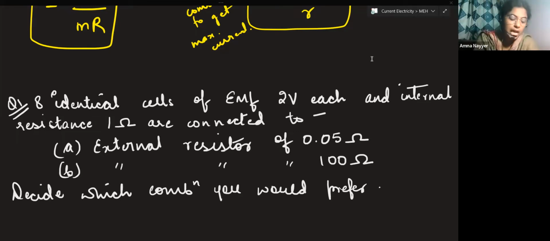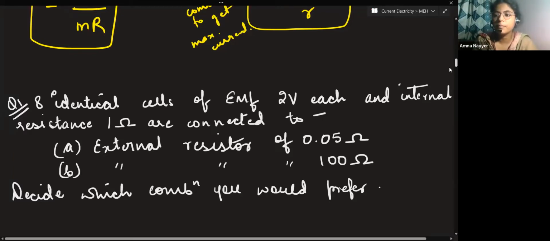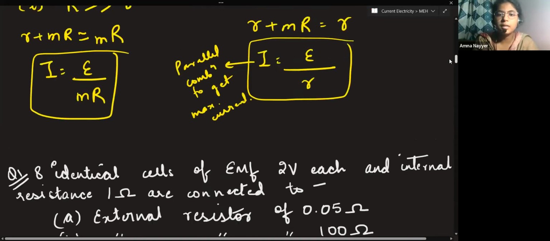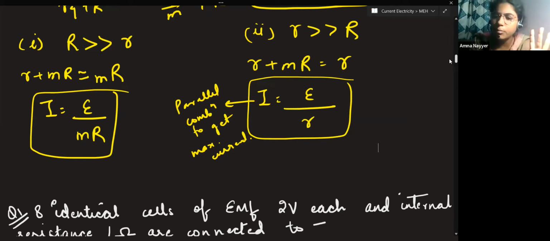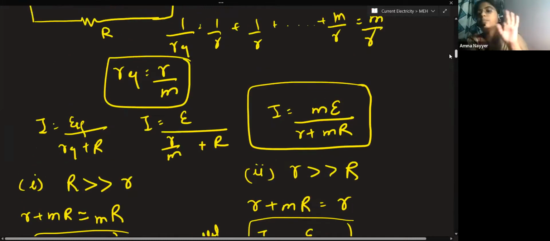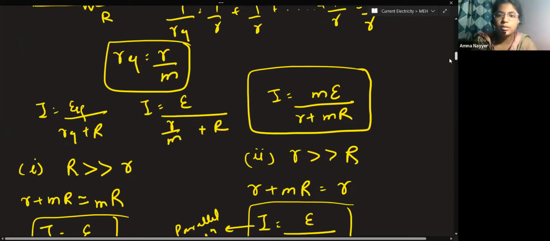See, if the question asks you to calculate the maximum current, then you have to use these formulas. For maximum current, this one, E by MR or E by small r. If the question just says find out the current, you just have to decide the combination using these values, but ultimately you have to use this main formula. I'll show you how.